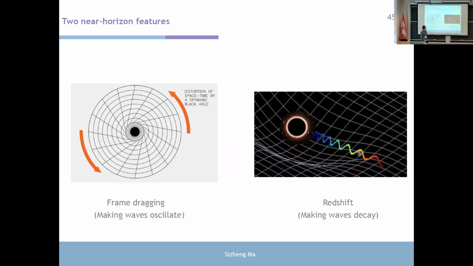And meanwhile, once this wave is sourced, it needs to climb the potential barrier in order to escape to infinity. That's where this redshift effect kicks in. And this redshift effect makes the wave become weaker and weaker as the particle gets closer and closer to the horizon. And the decay rate is controlled by how fast this particle gets to the horizon.